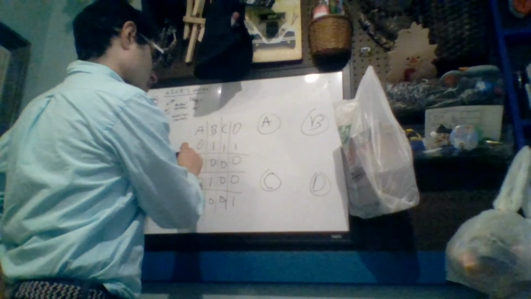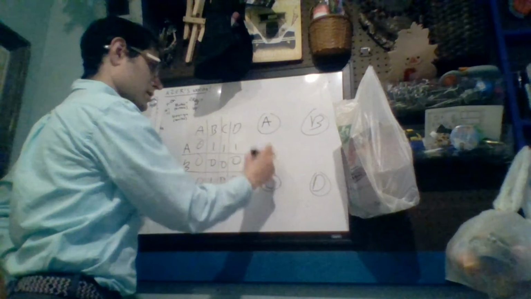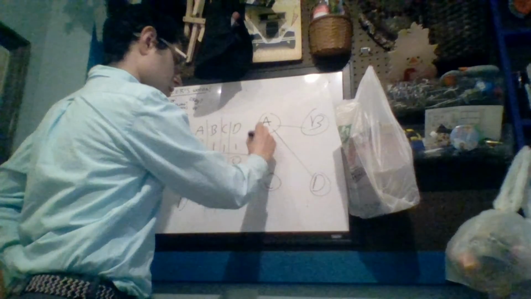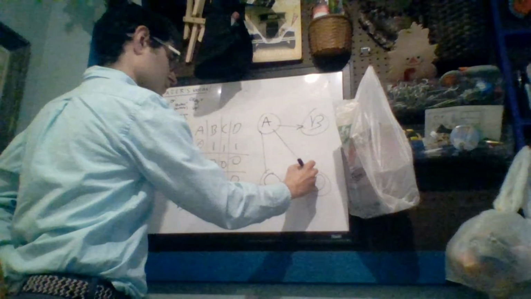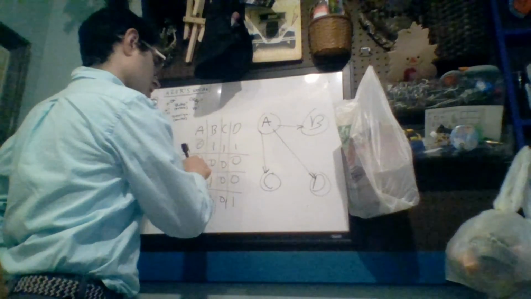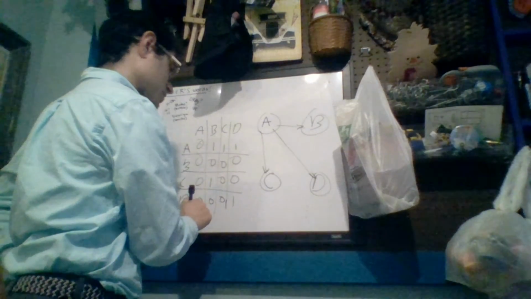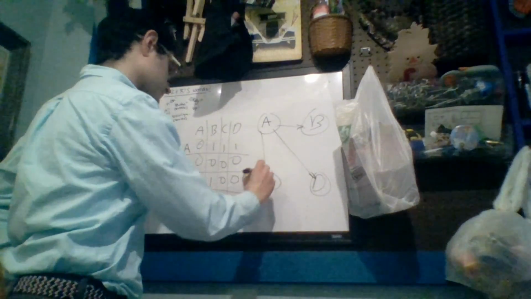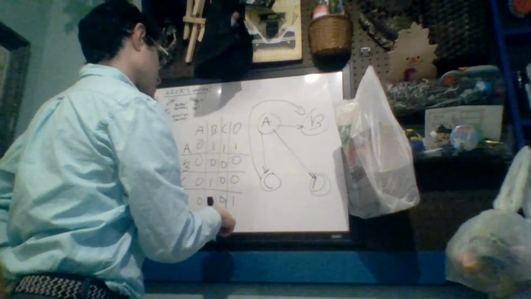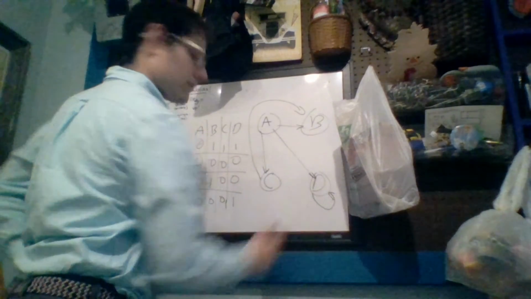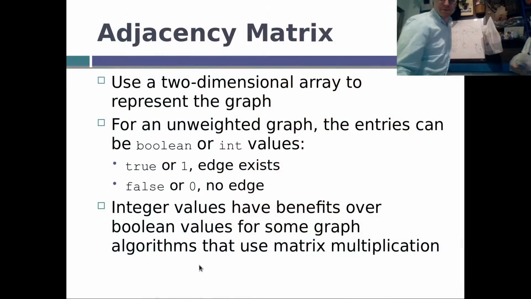So first, A doesn't have an edge from A to A, but it has edges to B, C, and D. B has no edges. Again, this is a directed graph, because while A has an edge to B, B doesn't have an edge to A. C has an edge to B. And D has an edge to D. Okay, so that's the way that would work.